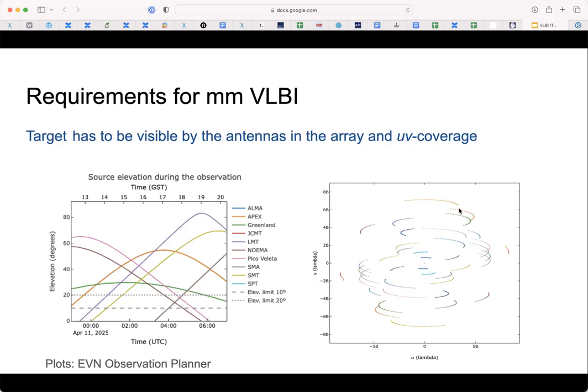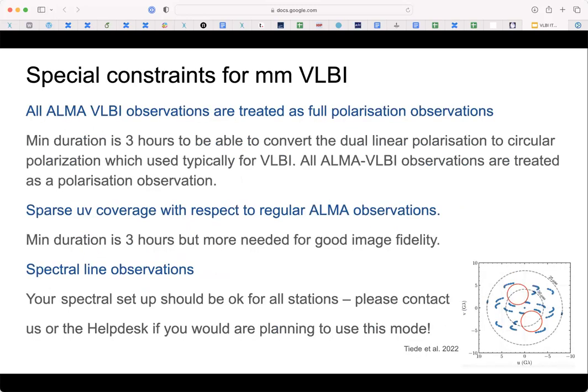Another consideration is how long your tracks are. The longer you observe, the more these tracks will be filled, and the better is your UV coverage, the better will be your imaging and your data and your results. So it's a good thing to play with these numbers and to have a look. So you don't just think about time, you actually think about also your UV coverage.